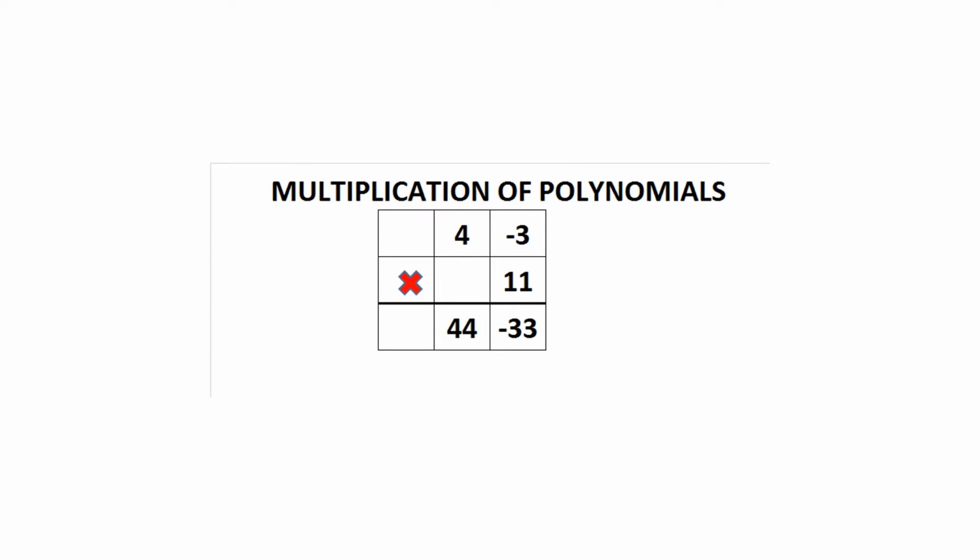Multiplication of polynomials. We have 4 and negative 3 stands for 4x minus 3. And we have just the number 11. We simply do 11 times negative 3 is negative 33, and 11 times 4 is 44, and our new polynomial is 44x minus 33, but we'll just keep it as tuples.